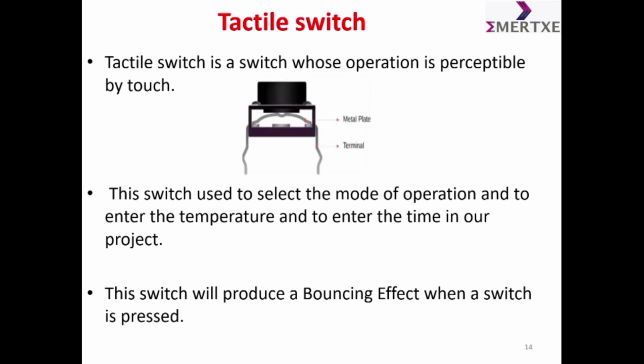In this picture you can see a metal plate. When we press the switch from the top, the metal plate will make contact with the terminal. Now it becomes a closed circuit. Then the current will flow through that. Like that, the readings will change.